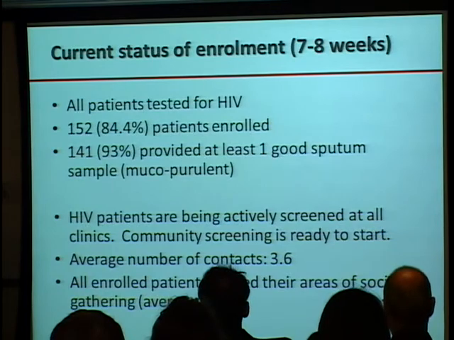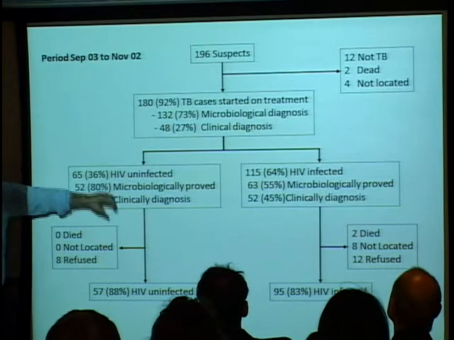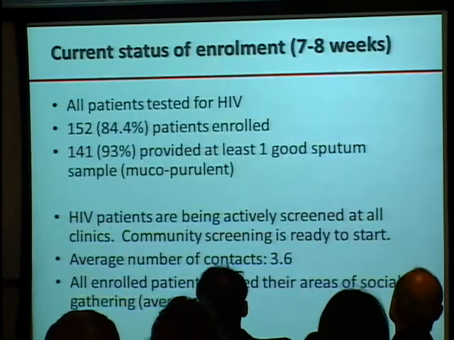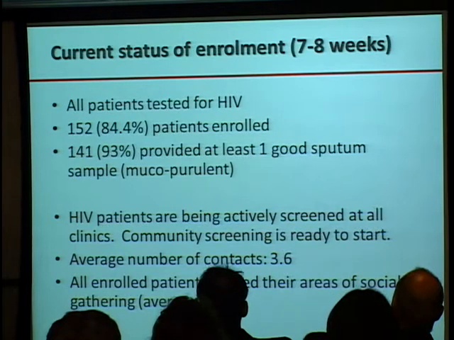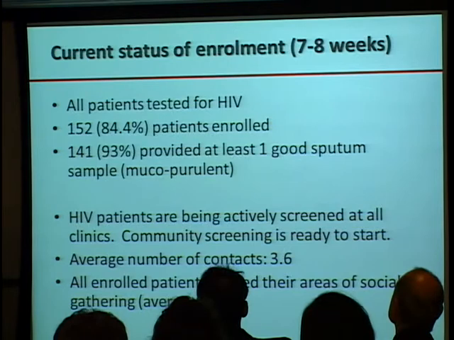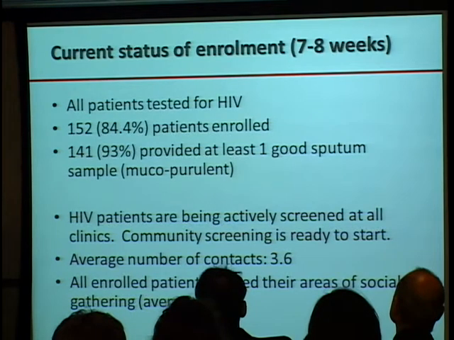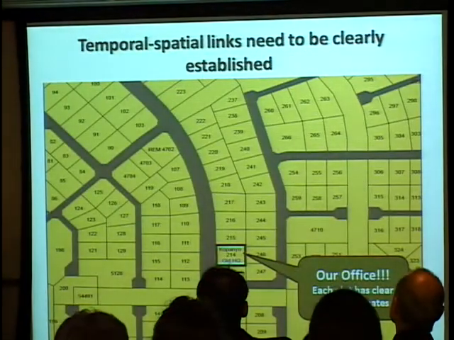But so far we have collected 84 or 85% of all the cases identified in the last two months in these two areas, and over 90, close to 95%, had a really good quality mucopurulent sputum, most of which is now growing. All of them have HIV testing.